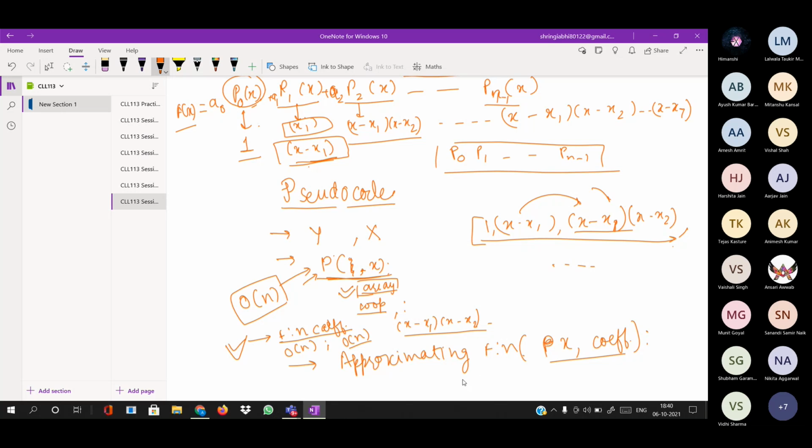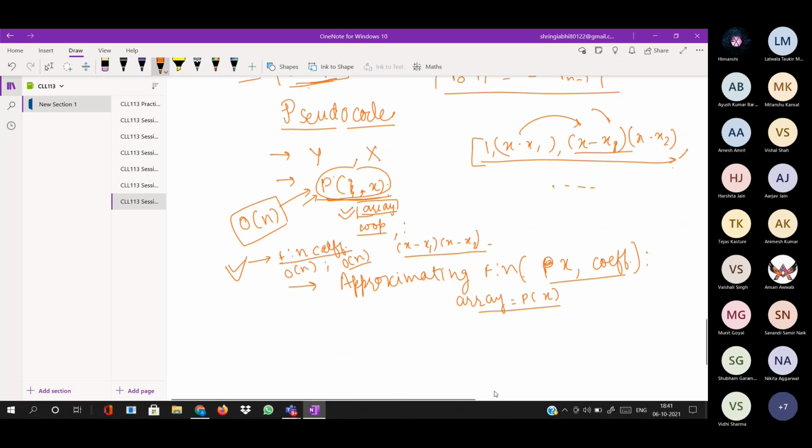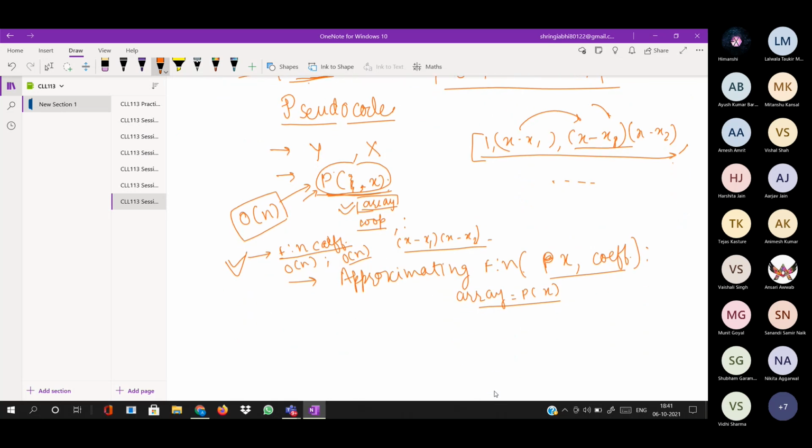So we are calculating this array of the polynomial, the interpolating polynomial, on the basis of this. We have to define this array as px, so this will give us an array. I'm writing the pseudocode, so it may not be written like this in C++. This is just a pseudocode.